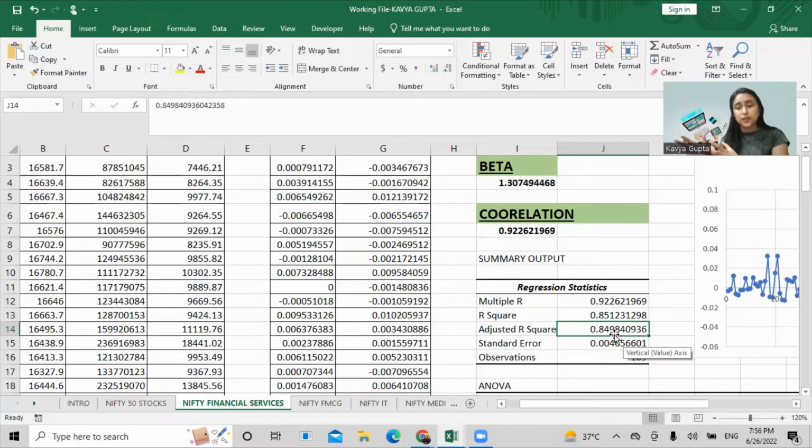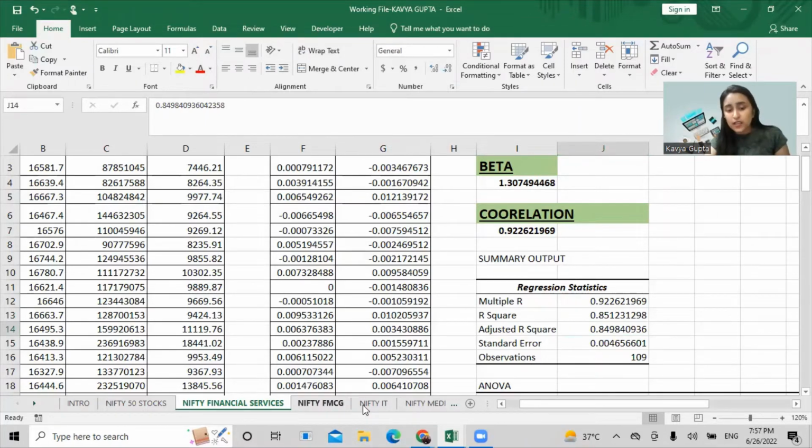The benchmark index. So can you believe 85% of the changes in Nifty financial services is due to Nifty 50 moving up and down? So these kind of things do play a role when you start your journey, when you want to study the beta, the correlation, the variability of one variable with respect to other.